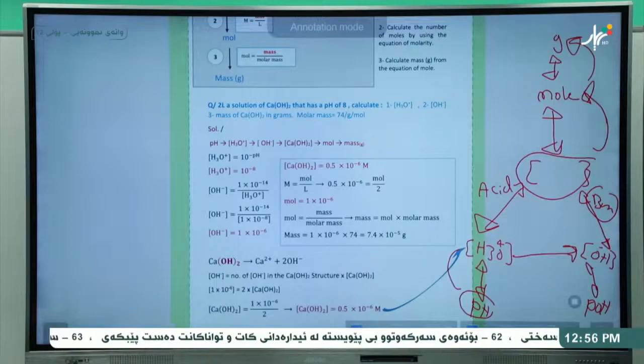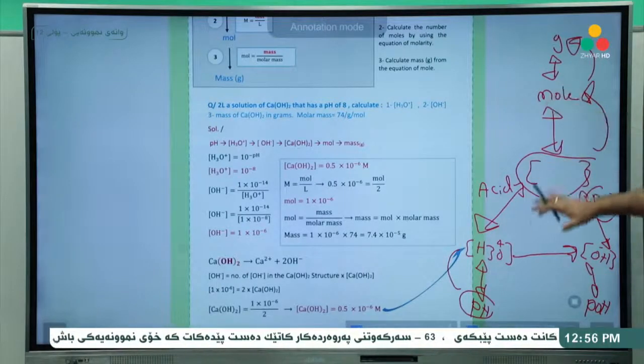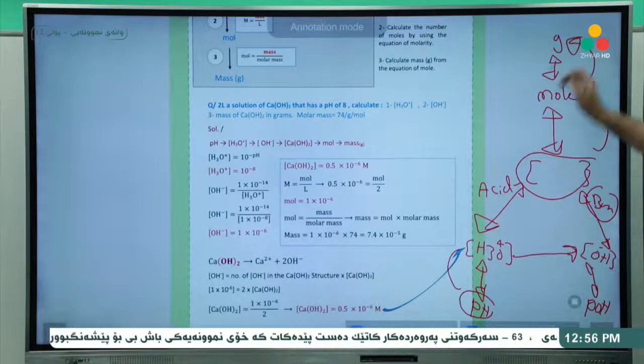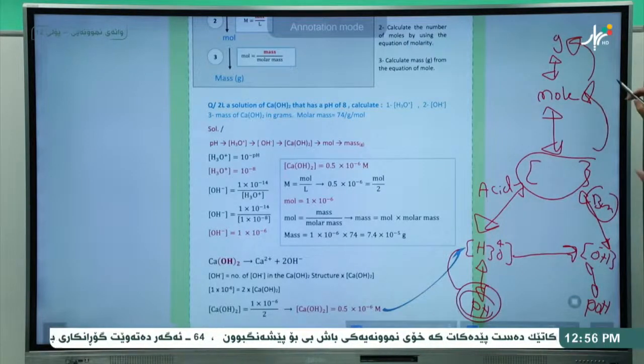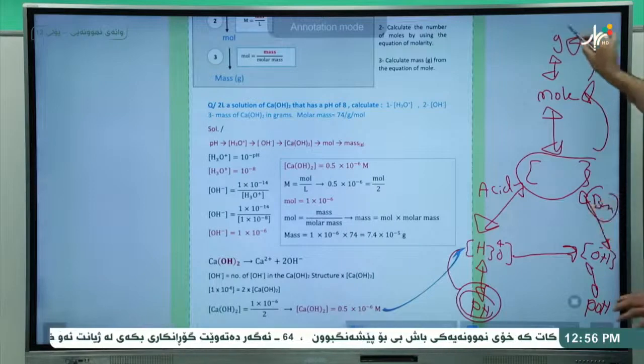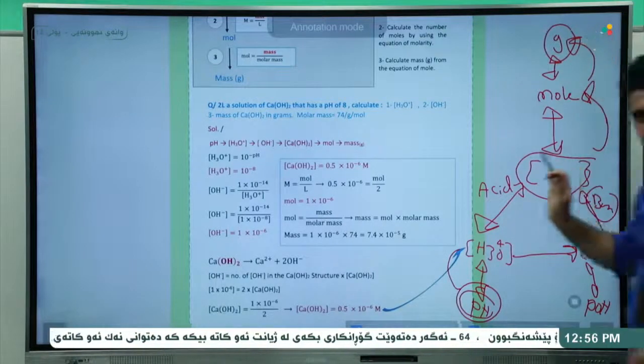So draw this scale. It's important, and it helps you in any question. How to solve this question? Just draw this sequence, and you can select your given, your known, and select your unknown, then choose the way to calculate.